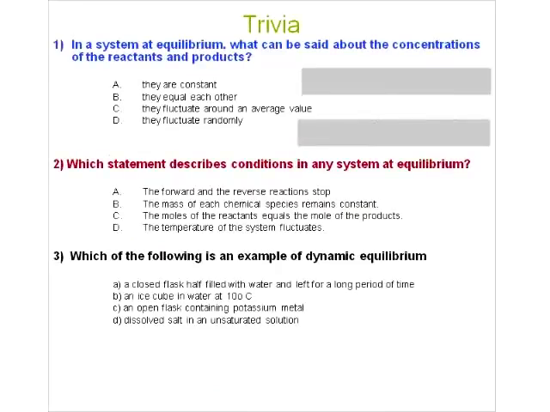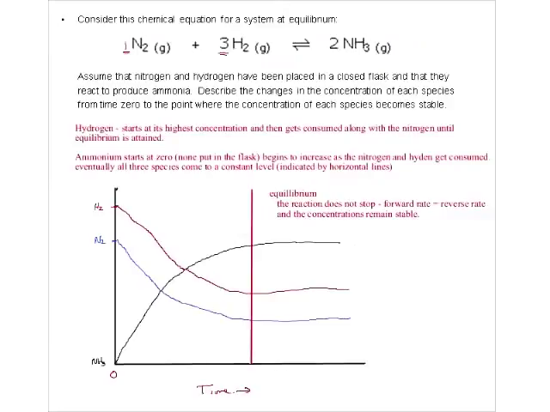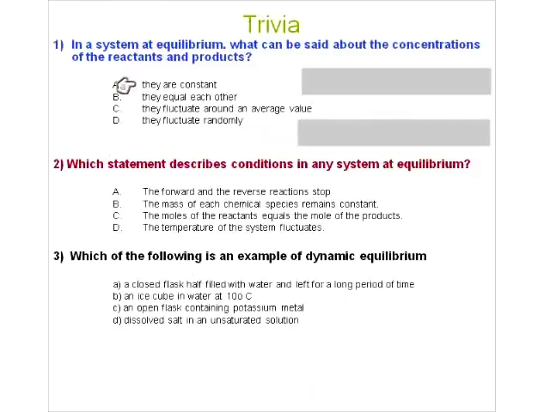Okay, here's a few questions that you might see on this. It says, in a system at equilibrium, what can be said about the concentration of the reactants and products? The concentrations don't have to be equal, and you can go back to the charts. Look, these are not equal. There's different amounts of ammonia, different amounts of hydrogen, different amounts of nitrogen. What is happening is they're stable, they're constant. They don't fluctuate around an average.